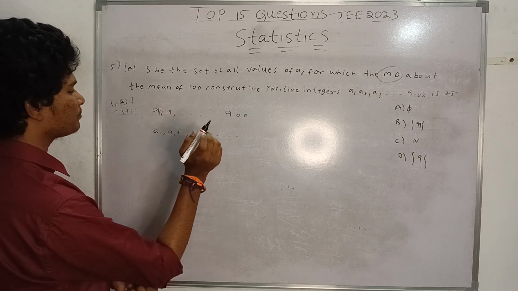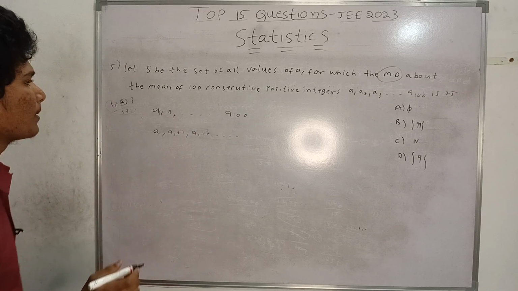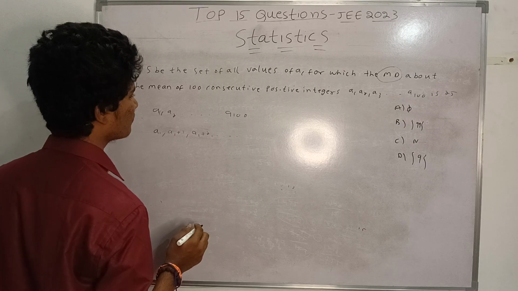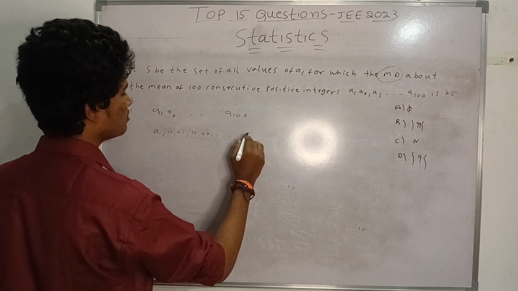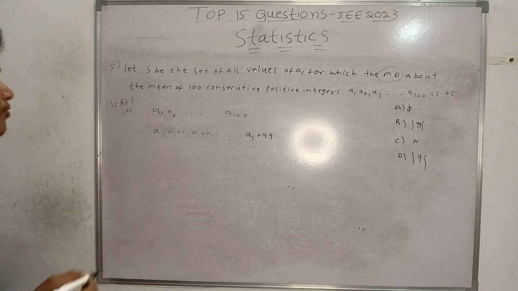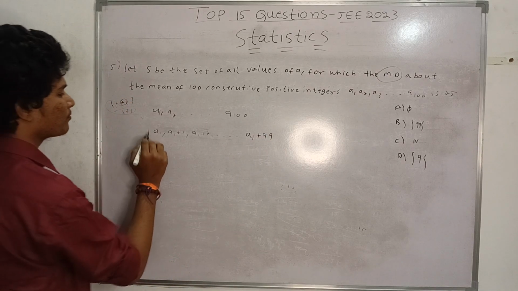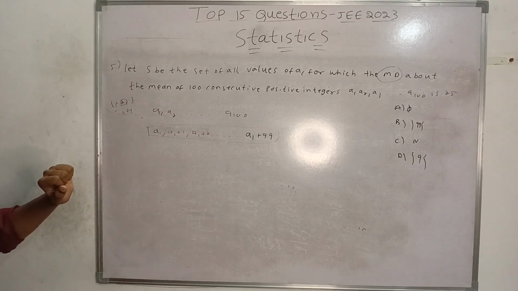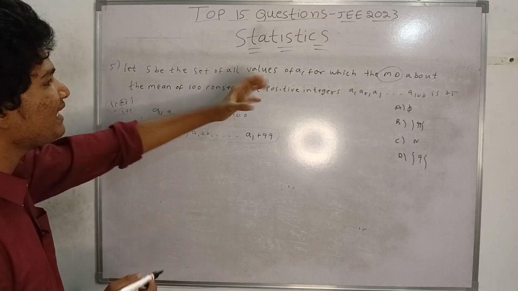The last term will be, what is the last term? The last term is A1 plus 99. Yes. We can replace like this, because those are consecutive.